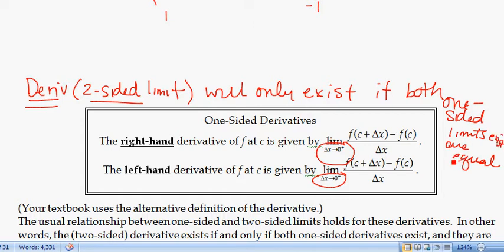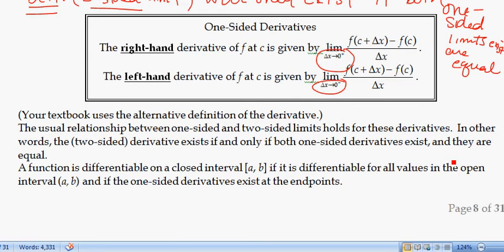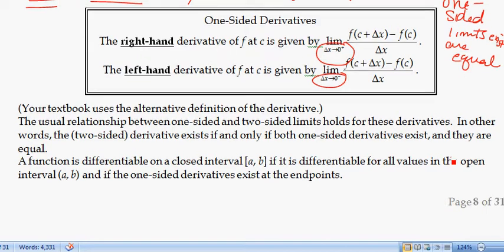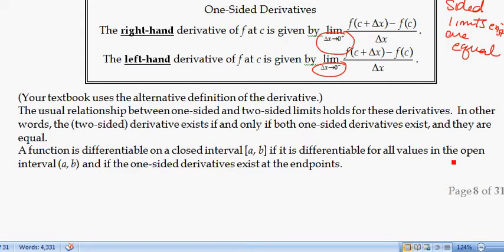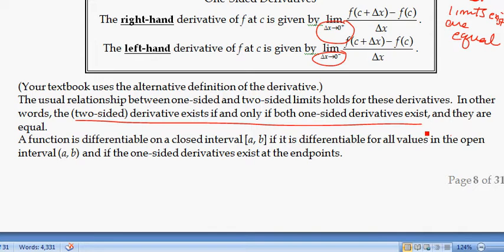Okay, so this is what I say down here in this paragraph: the usual relationship between one-sided and two-sided limits holds for derivatives. In other words, the two-sided derivative exists if and only if both one-sided derivatives exist. Look at that. I could have saved myself some writing and just underlined this right here. Okay, a function is differentiable on a closed interval if it is differentiable for all values in the open interval and if the one-sided derivatives exist at the endpoints.